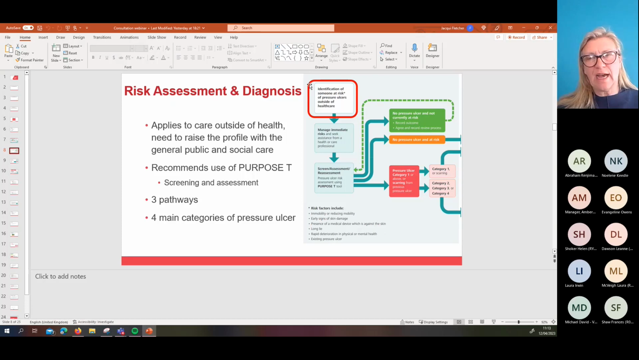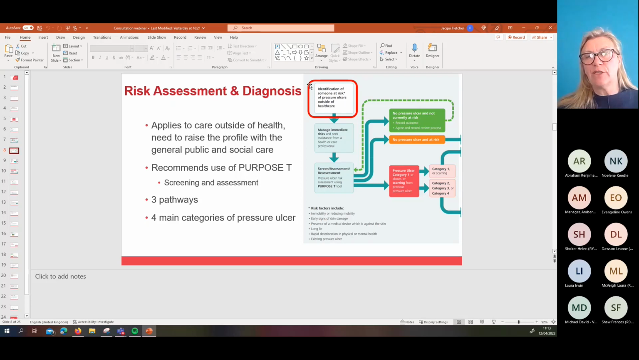We have, for the first time, made a recommendation about using a standardised screening and risk assessment tool. We have chosen a tool that has a good, strong evidence base. The PURPOSE-T risk assessment tool was generated from the last output of the international guidelines. Started in 2014, came forward in 2019, and has had significant work done to support that.